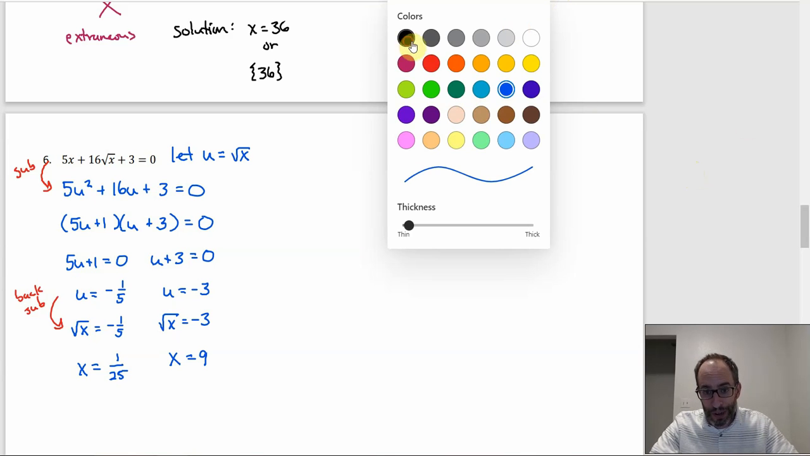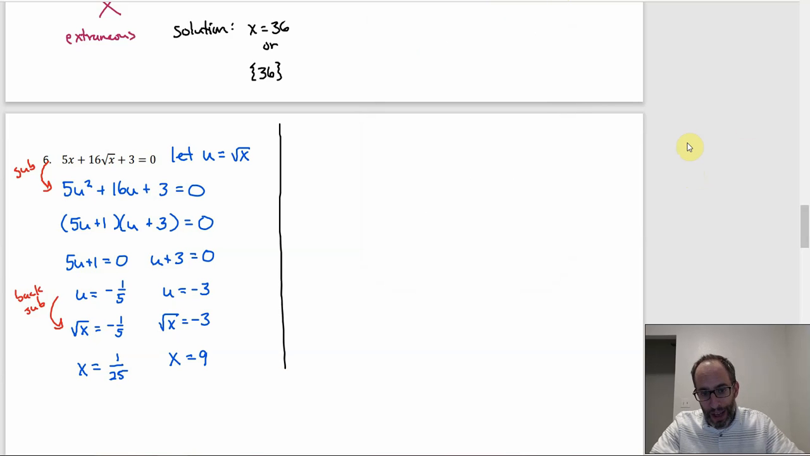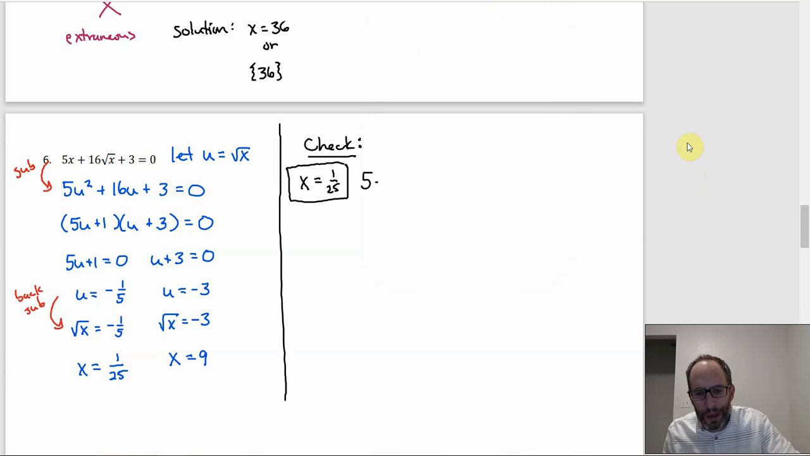And if you go through and check them, it'll be the exact same thing that happened with the 81 above. So if we go through the check here, the first one was 1/25, which seems like it's going to be worse than it is. It seems like it's going to be a little rough because it's a fraction, but it's actually not that bad. So 5 times 1/25 plus 16 times the square root of 1/25 plus 3. The square root of the fraction you can actually rewrite a little if you want to. So the 5 times 1/25, that's just going to end up being a 1/5. So I'm just going to put it in there right now.